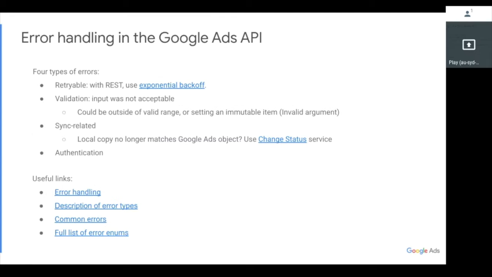The third one is sync related, and it happens when you are storing your data in local databases as well, and you are trying to modify things that are already, for example, removed. That can happen because maybe you are handling the data for your customers, and in that case, your customers have access to their accounts as well, and they may just remove something already, and you are not aware of that. So in this case, we recommend using the change status service to keep track of what has changed since the last time you have synced with the remote databases.